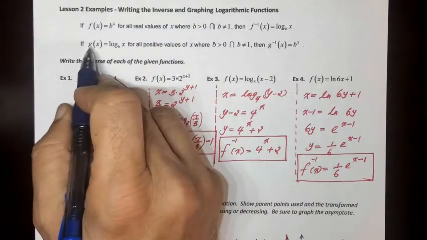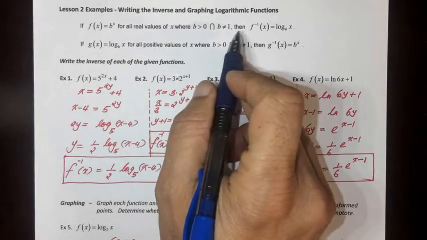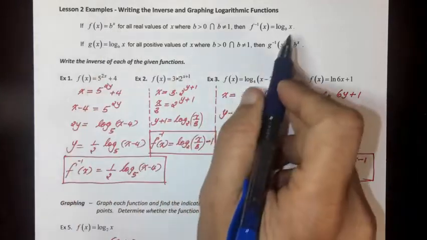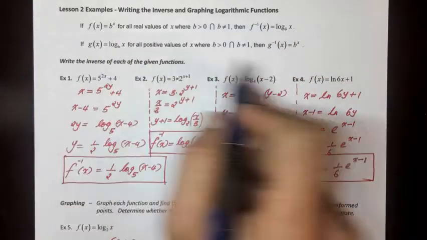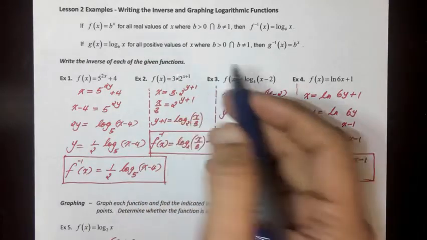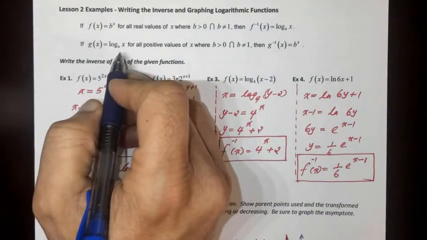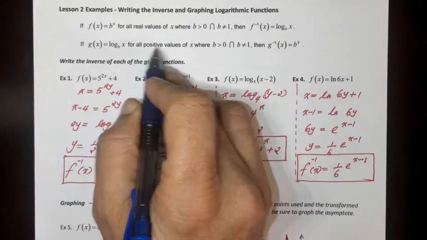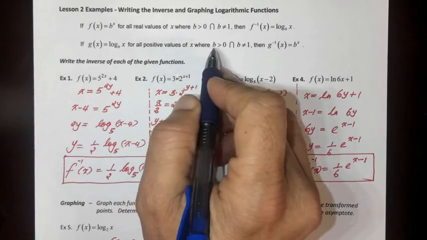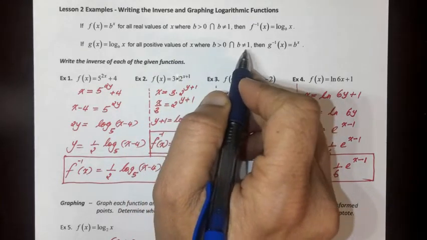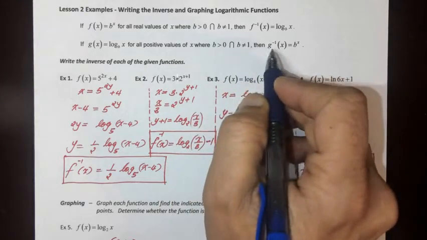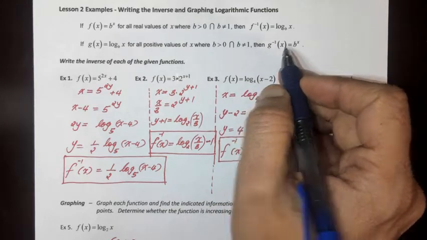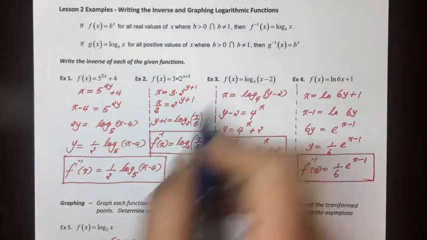Also, if this is from f of x equal to b to the power of x, that means from exponential to log, and from log back to exponential, because they are inverse to each other. If g of x is equal to log x to the base of b for all positive values of x, be careful with all positive values of x, where b is greater than 0 and b is not equal to 1, then g inverse of x is equal to b to the power of x. Just be careful about these two results.